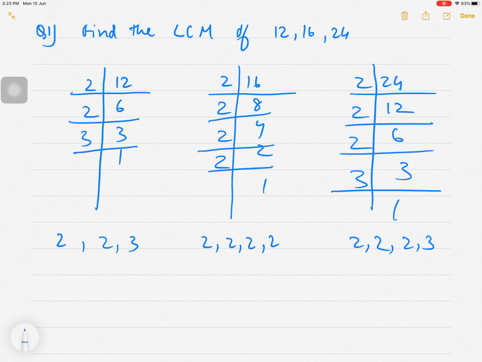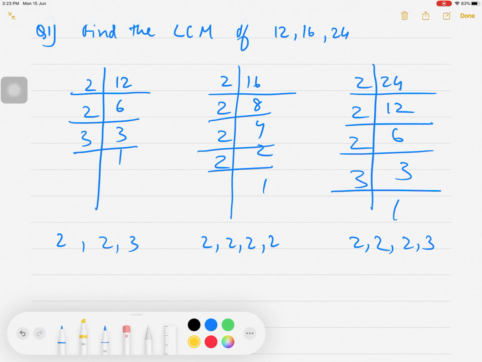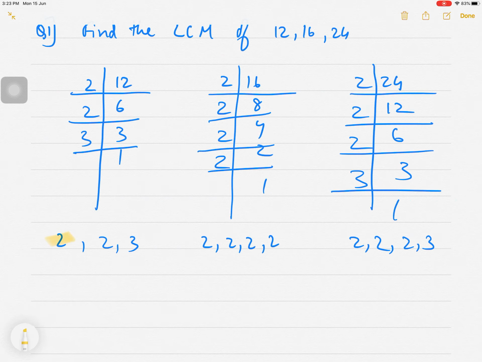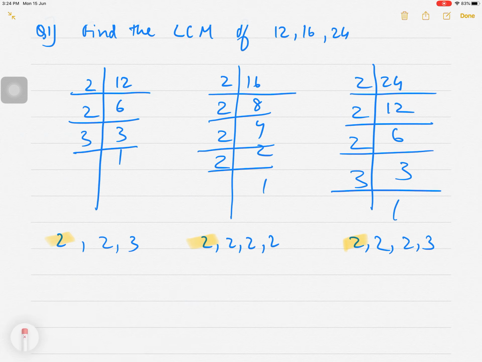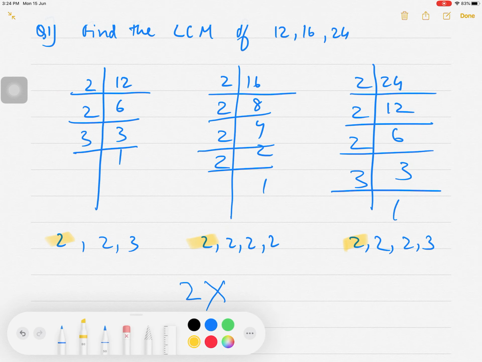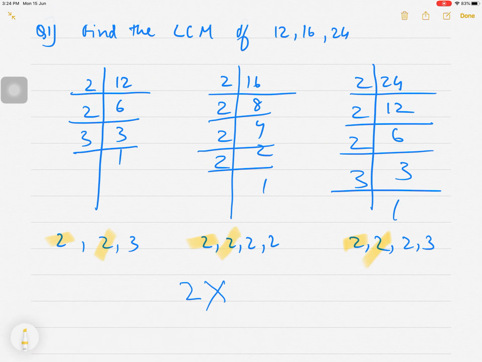Now first let us see which all are the common factors. So the common factors are 2, 2, 2. 2 is common in all the three. Correct? So I'll just write 2. Okay. So I'll write the common factors first. Now again 2, 2, 2 is common. Right?